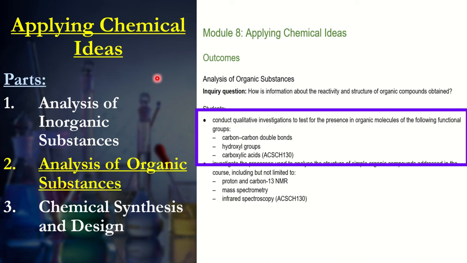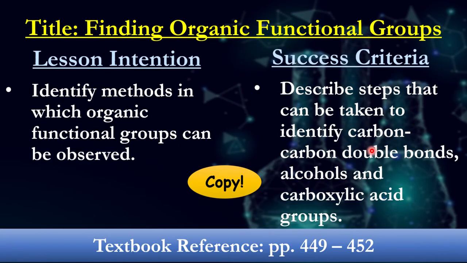Today we're going to be covering a new module, Applied Chemical Ideas, with a new particular inquiry question. Number 2, analysis of organic substances. Conduct qualitative investigations for the presence in organic molecules of the following functional groups: carbon-carbon double bonds, hydroxyl groups, and carboxylic acids. Reference pages there. We're going to look at some methods that we could potentially use to differentiate or identify particular functional groups, and we're going to list them out.